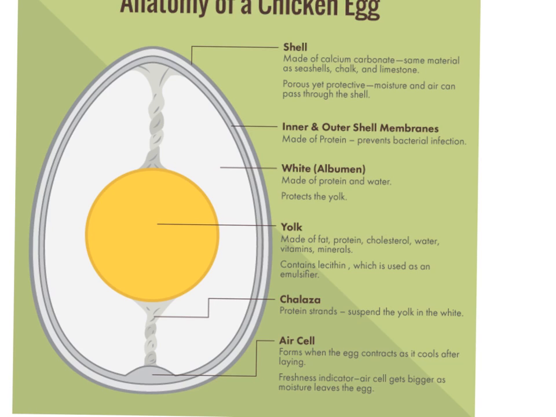So, as I said, the white here is actually all amino acids, AA for amino acids, and it's called albumin, and you see here it says white. It's not actually white, it's clear, but when you cook it, it turns white, okay? So made of protein and water, it protects the yolk. It does protect the yolk, it's also the source of protein for the chick.